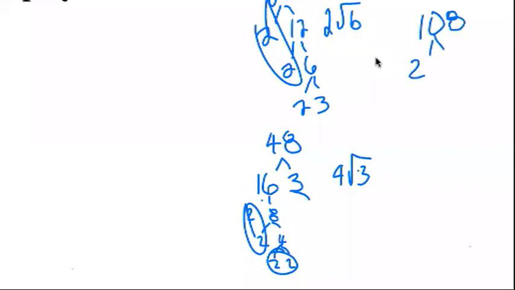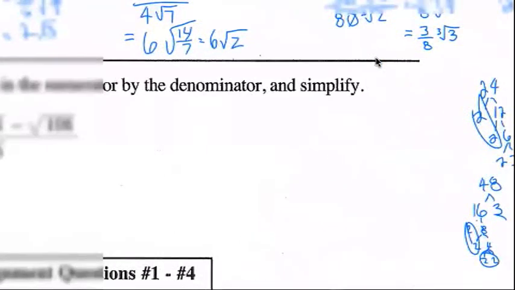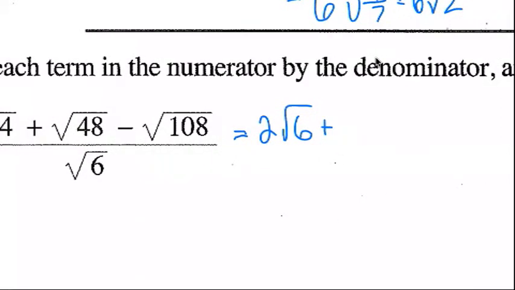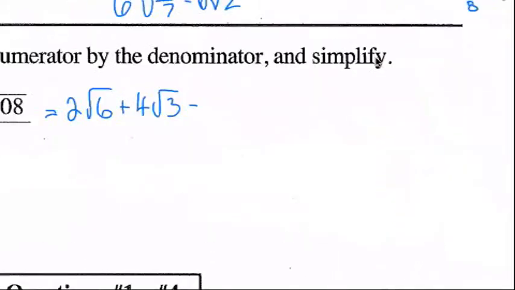108 is 2 times 54, 2 times 27, 3 times 9, 3 times 3, pair, 6 left over, 3, square root 3. 2 root 6, 4 root 3, 6 root 3. I'm not going to remember that. So 24 is equal to 2 square root 6, plus 48 was 4 square root 3, and 108 was 6 square root 3.